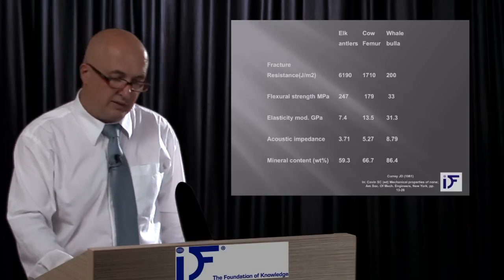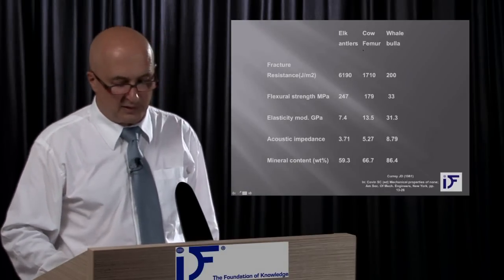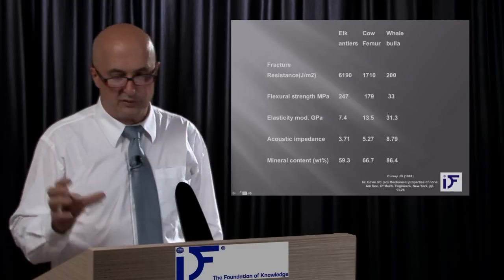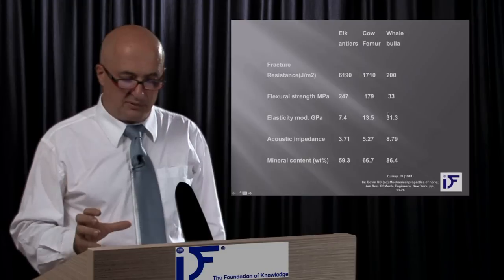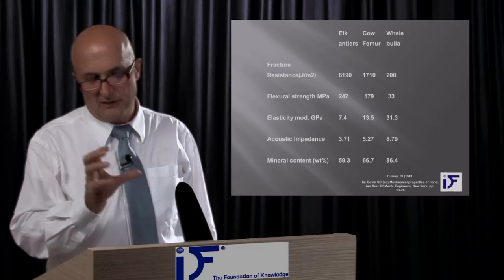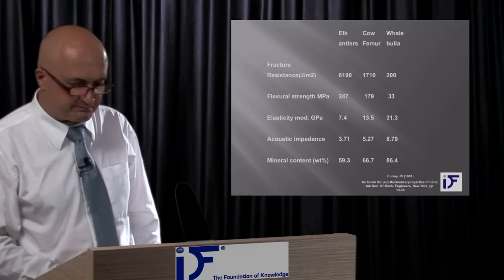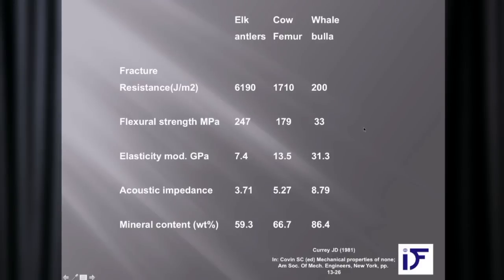Now, looking at the osteoporosis again, I mentioned before the osteoporosis as an example of very strong osteonal remodeling without refilling. And I mentioned that in osteoporosis, the stability of the bone goes down because the elasticity is lacking. And on this picture you see the mineral content of different bones. So this is an elk antler, a cow femur, and the whale bulla. So the cow femur, this is approximately the bone which also we have.